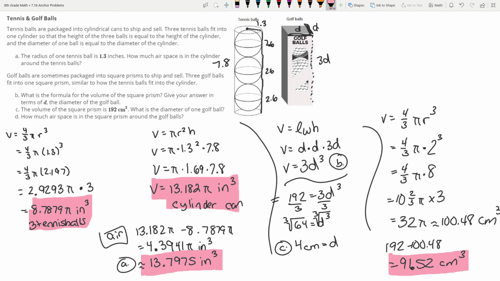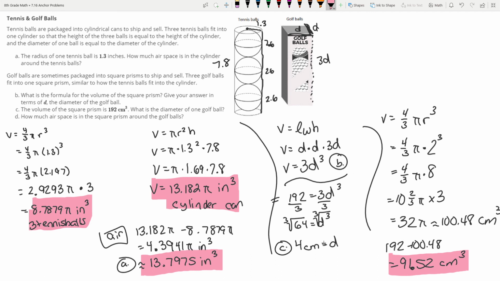Then, knowing that volume is length times width times height for our rectangular or square prism here, the length and the width were both d's. 3d was our height because there were three balls. d times d times d was d to the third times the 3. So 3d to the third was the volume. Then, knowing that that volume must be equal to 192 from our problem here, we could divide by 3 and take the cube root to get the diameter of 4.